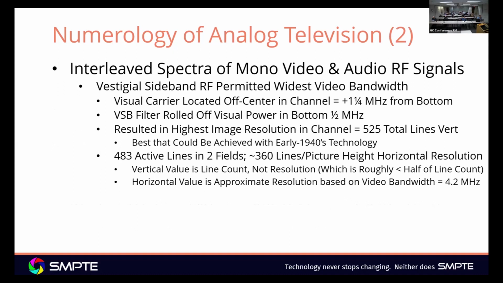So the interleaving was combined with the use of vestigial sideband RF, the vestigial sideband meaning that one sideband was a lot lower in level and smaller in its bandwidth than the other. And so you have a vestige of the signal on one side of the carrier and full information on the other side of the carrier. And the visual carrier, therefore, could be located off center in the channel. And the actual number was 1.25 megahertz from the bottom of the channel.